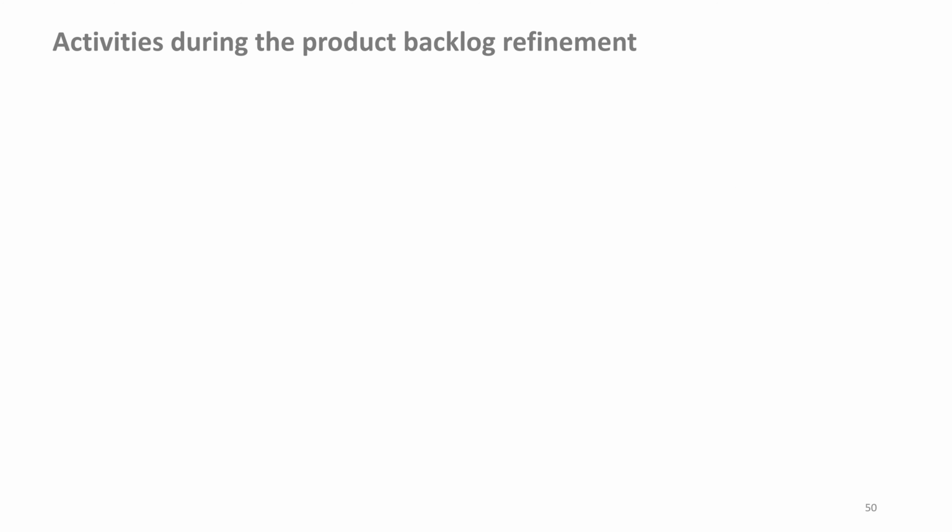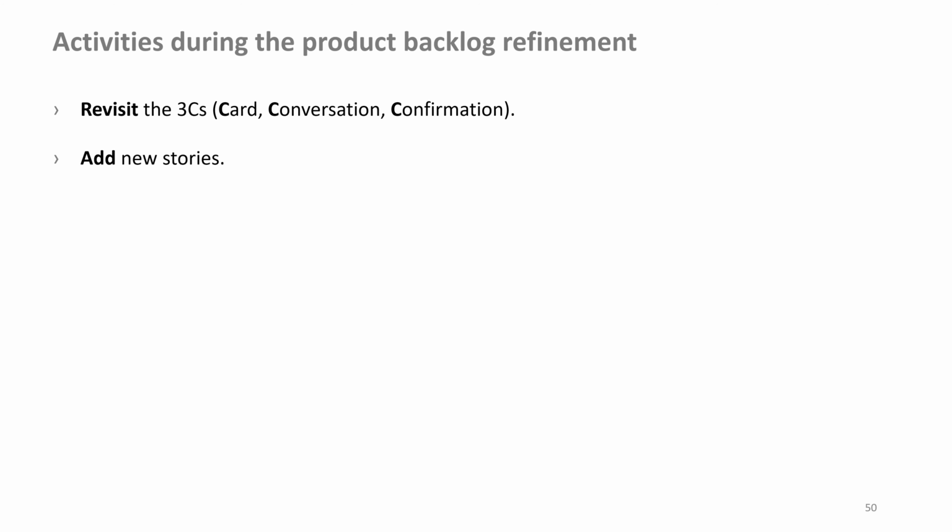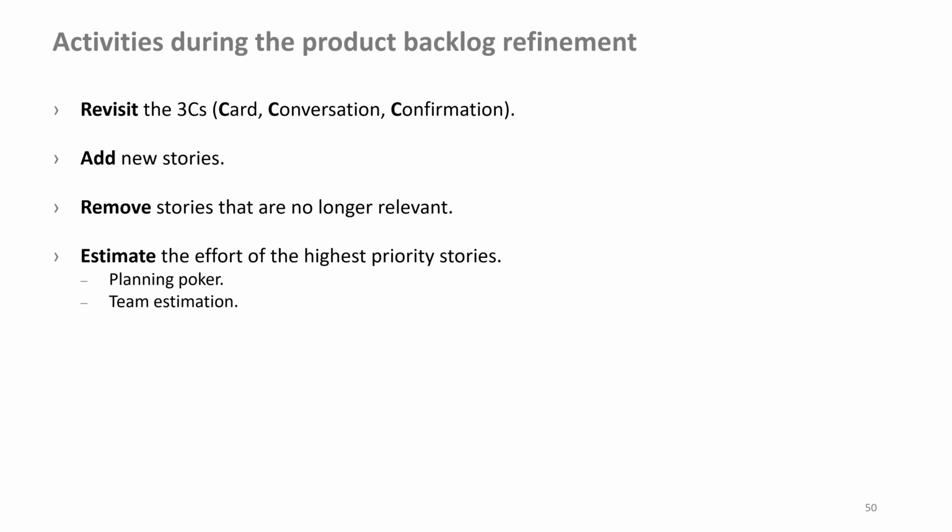Activities during the product backlog refinement. Revisit the 3 C's: card, conversation, confirmation. Add new stories. Remove stories that are no longer relevant. Estimate the effort of the highest priority stories. Use planning poker. Do team estimation.